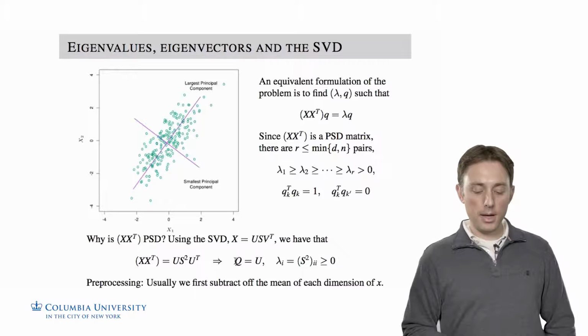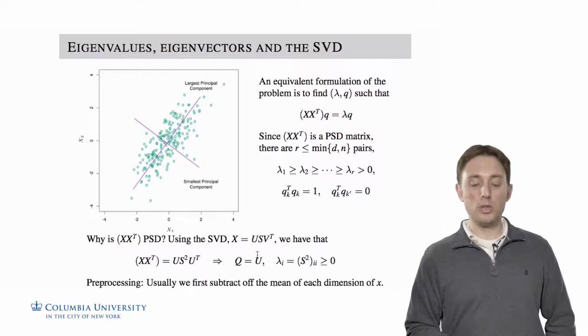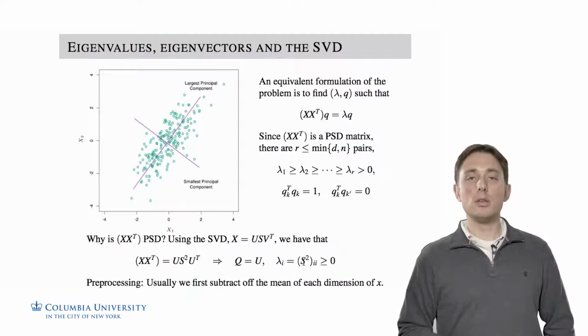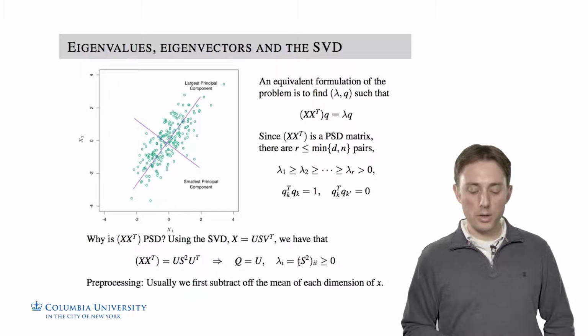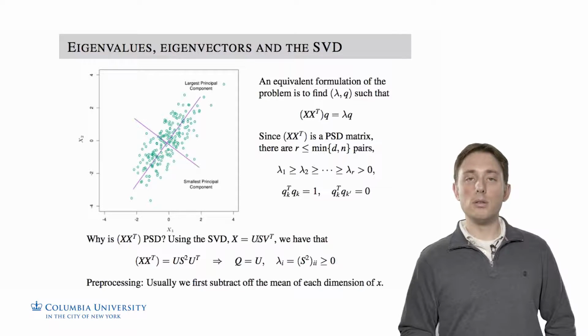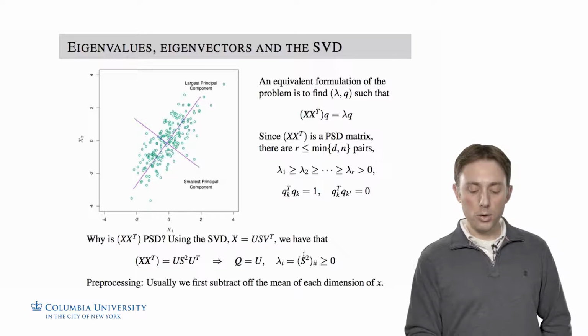We know that the matrix Q, which has the eigenvectors along its columns, is equal to the matrix U that we get from this decomposition. And also the ith eigenvalue is equal to the ith diagonal element of the matrix S squared. So we get the singular values, we look at the ith one, square it, and that's equal to the ith eigenvalue. And of course, because it's a squared value, it's got to be greater than or equal to 0.